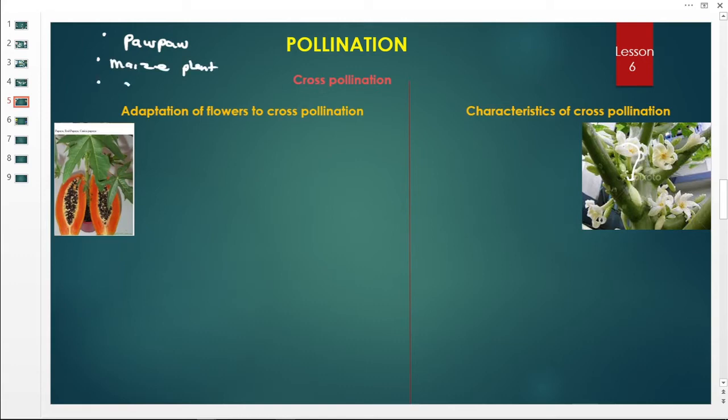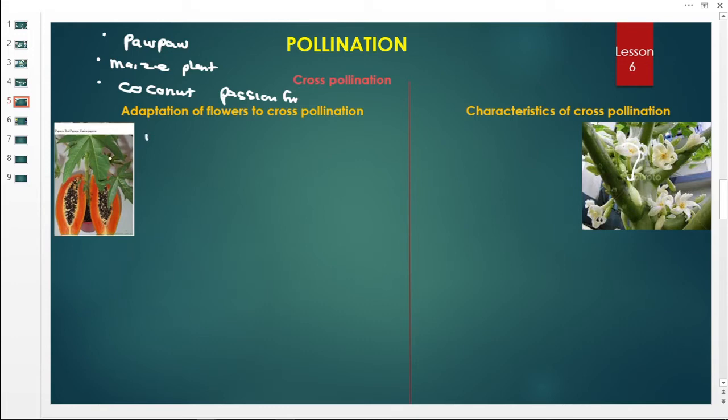Then on top of that, we have what we call the coconut. So we also have tomatoes and the passion fruits. So all these ones are the plants that have cross-pollination. Let us see the things that make them have cross-pollination.